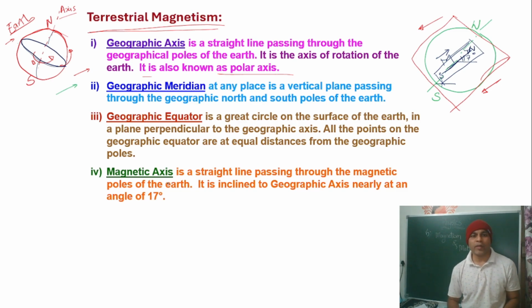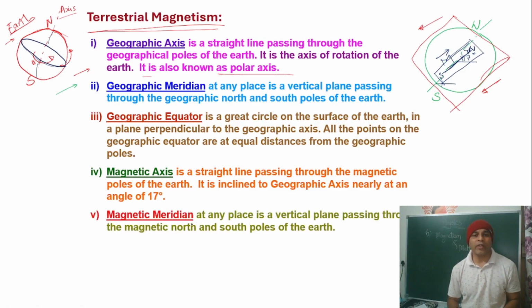The magnetic axis is a straight line passing through the magnetic poles of the Earth. It is inclined to the geographic axis nearly at an angle of 70 degrees. So it is not exactly on the axis; it is making about 70 degrees.